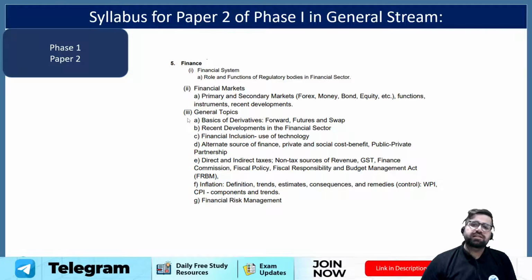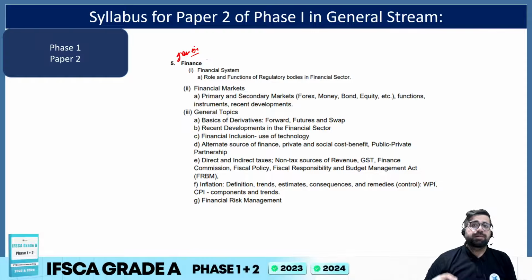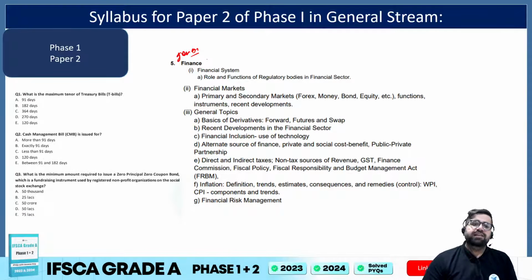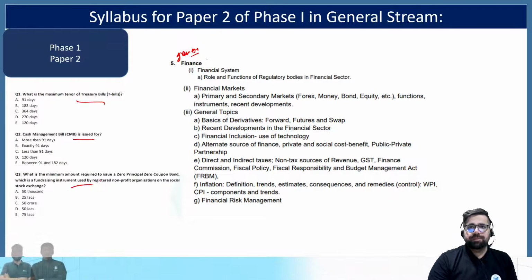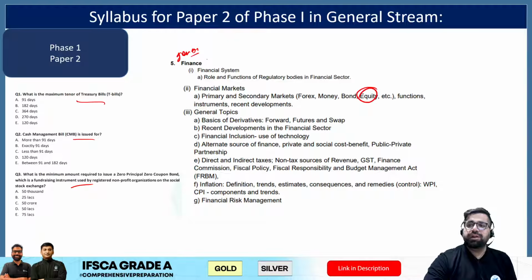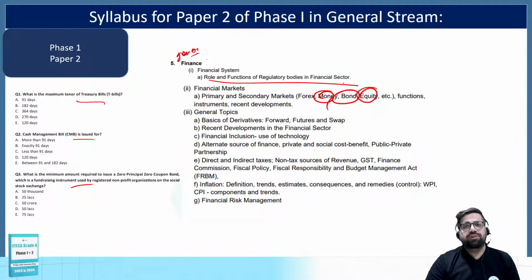Then we come to finance. Now finance over here is not core finance. This is very general finance. Finance is a bit lengthy, but it is easy. In finance, you can see the questions which have appeared in the paper, and all these chapters are important. The most important ones will be equity market, money market, bond market. These are definitely important. Role and functions of regulatory bodies is also important.